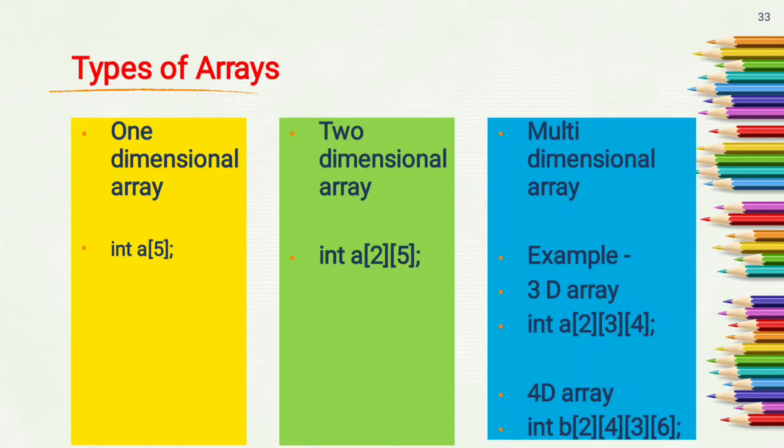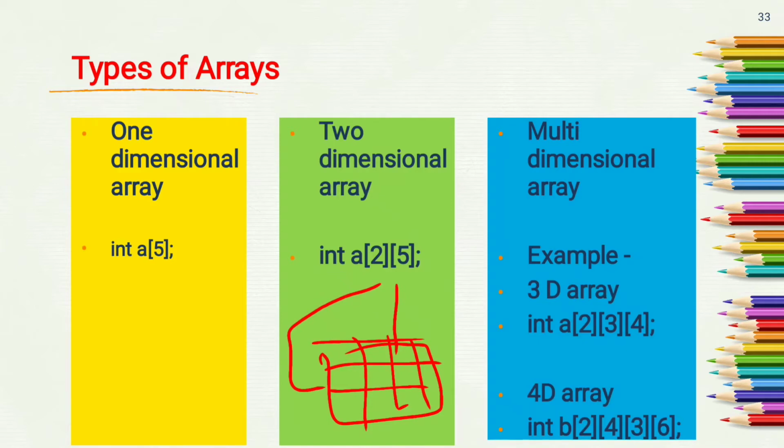Now next is types of array. There are 3 types of array. First is the one dimensional array, in which the size of the array is represented in one square bracket. Next is the two dimensional array, which is also called a matrix. In a two dimensional array we have to specify 2 values inside 2 square brackets. The first represents the number of rows and the second represents the number of columns. As we know, in a matrix there are rows and columns.